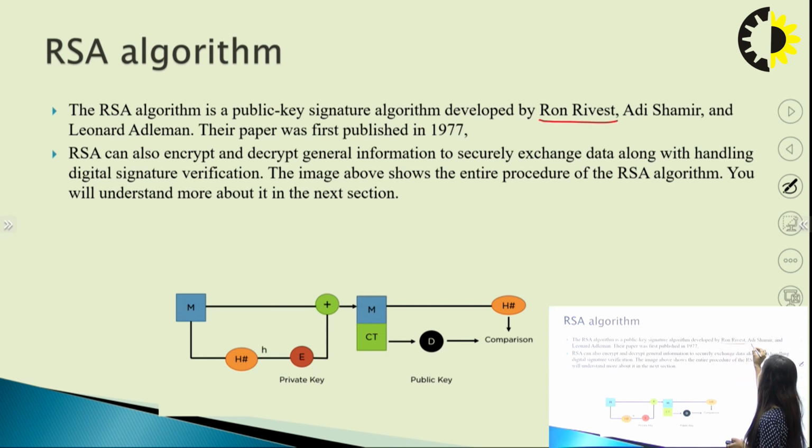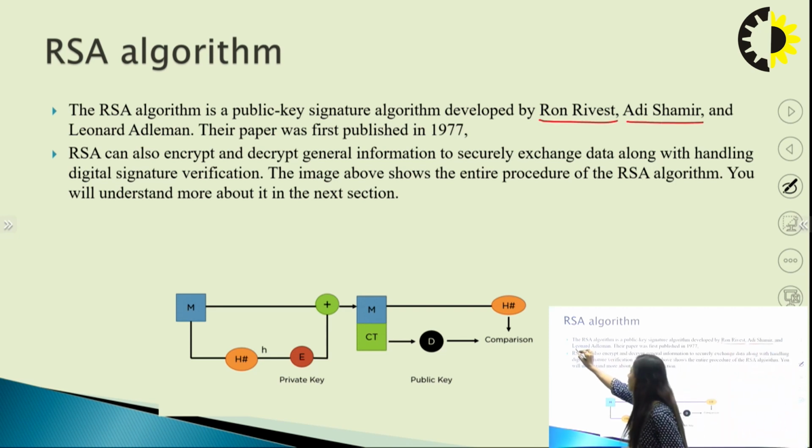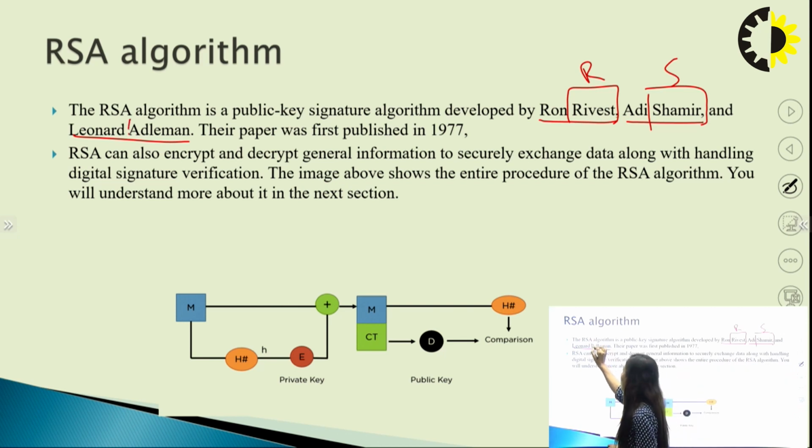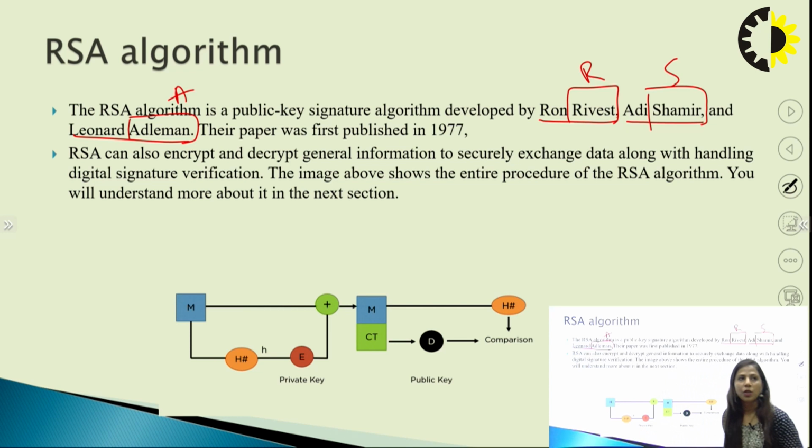Ron Rivest, Adi Shamir, and Leonard Adleman. They have taken the acronym of the surnames of those persons: R for Rivest, S for Shamir, and A for Adleman. This is how they gave the name of the algorithm.